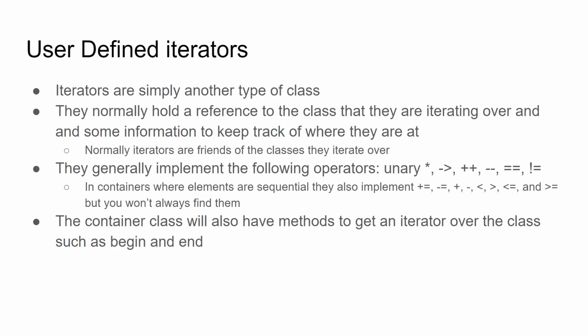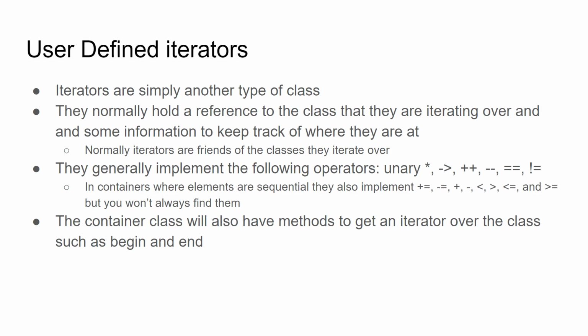So you can define iterators, and they are simply another class. What iterators normally have are two pieces of data inside them, but not all iterators have these two, but most do. The first is a reference to the object that they are iterating over. The second element is something to keep track of where they're at inside the class. The iterators also tend to implement some of the following operators: unary star, arrow, plus plus, minus minus, equals equals, and not equals.